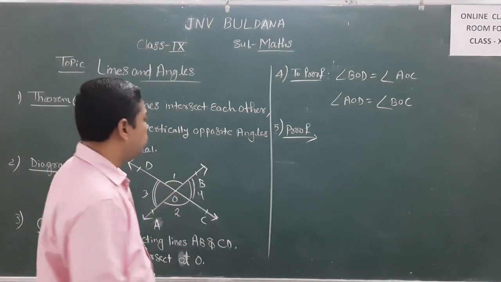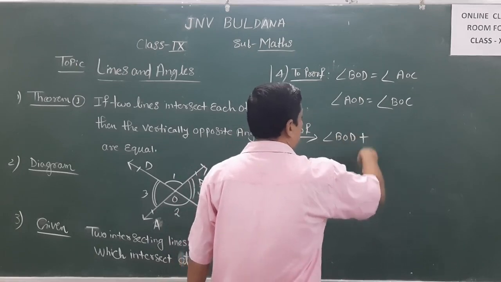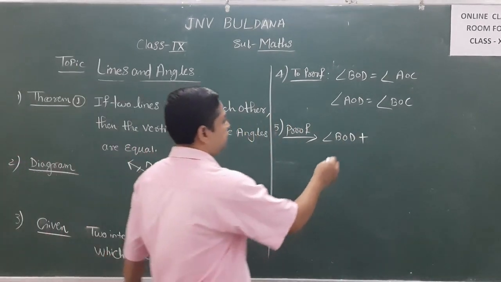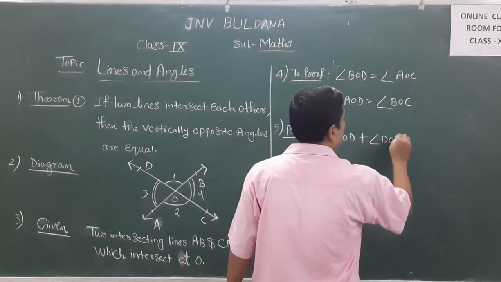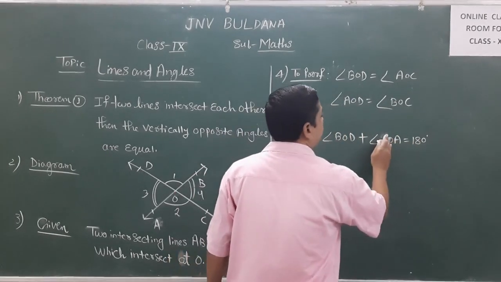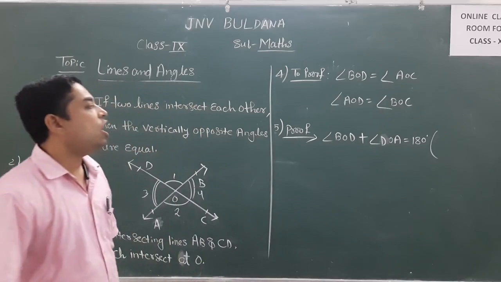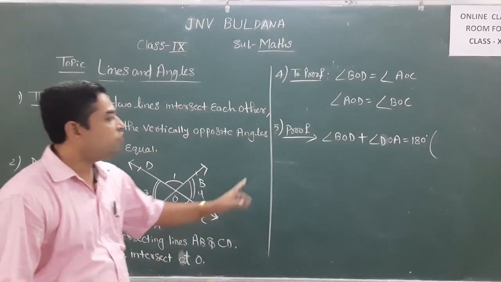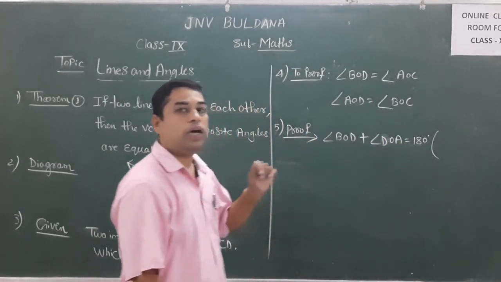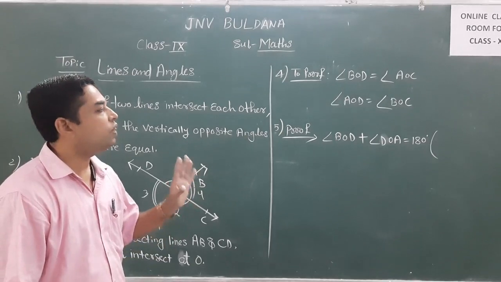So angle BOD plus angle DOA is equal to 180 degree. Why these two angles are equal to 180 degree? So in the geometry you have to give the explanation. If we are writing any statement, suppose we are writing the sum of two angles is 180 degree, why? So you have to give the reason. Without this you will not justify your answer.